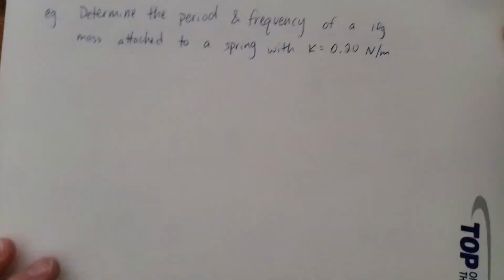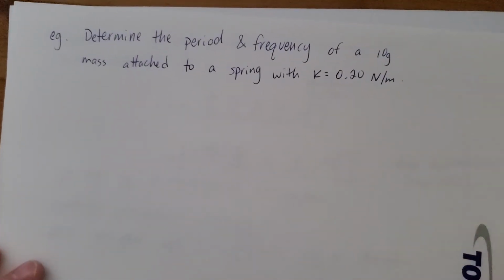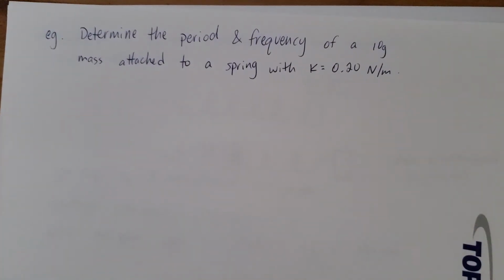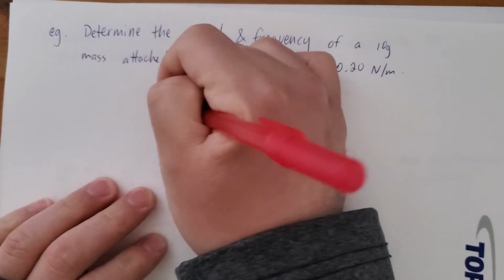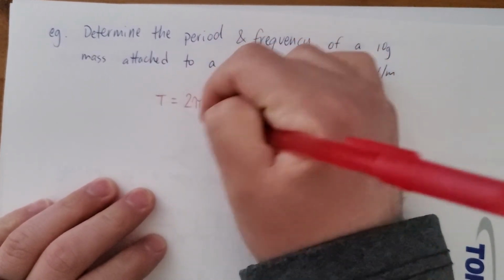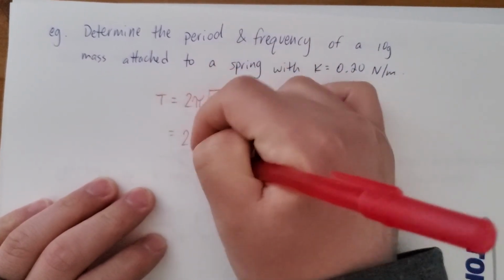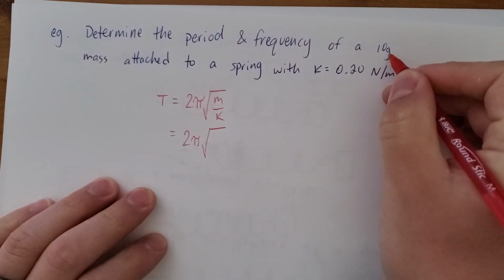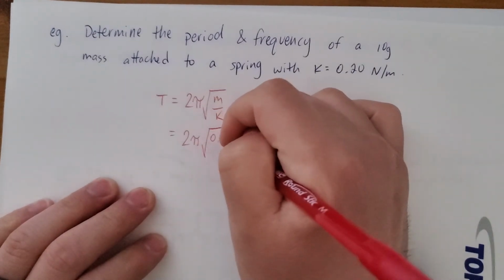I've set up a really short example here. Okay, so I got a 10-gram mass attached to a spring with a small value k. We're just going to use our new formula here. So make sure your mass is in kilograms. So it's actually going to be 0.01.